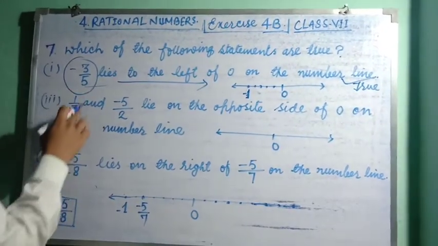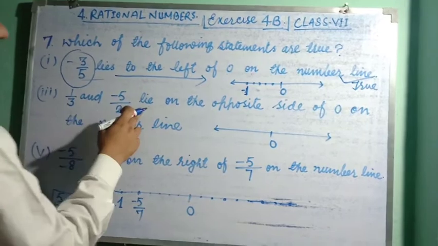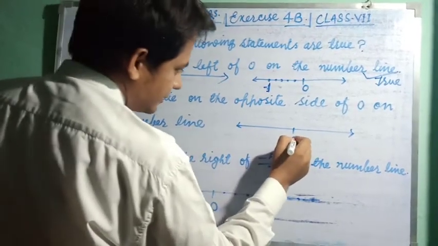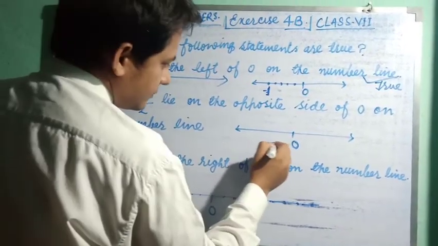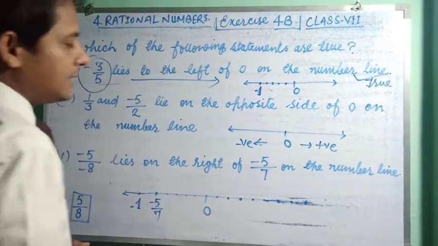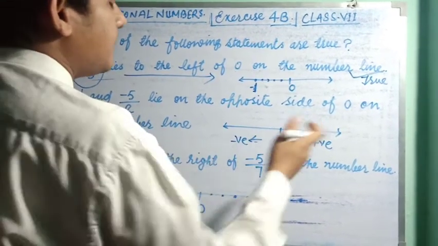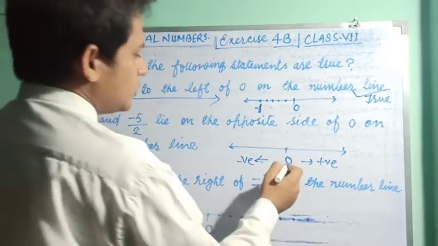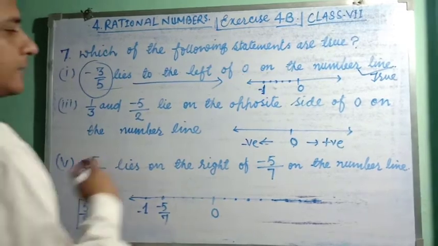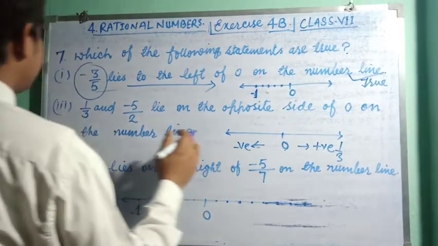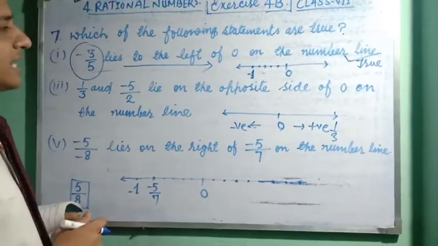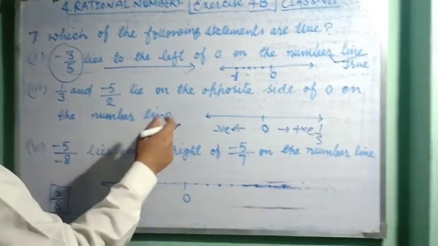Now the next one is: 1 by 3 and minus 5 by 2 lie on the opposite side of 0 on the number line. Here there is a 0. To the left of 0 are negative numbers, and to the right of 0 are positive numbers. We can say the negative numbers and the positive numbers are opposite to 0. That means this statement is also true. Here 1 by 3 is on the right and minus 5 by 2 on the left side, so they lie on the opposite side of 0 on the number line. Yes, the answer is true.